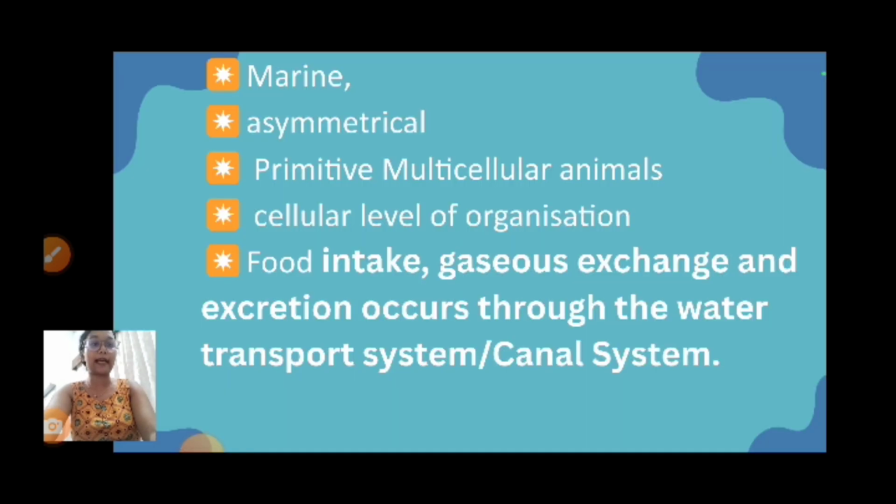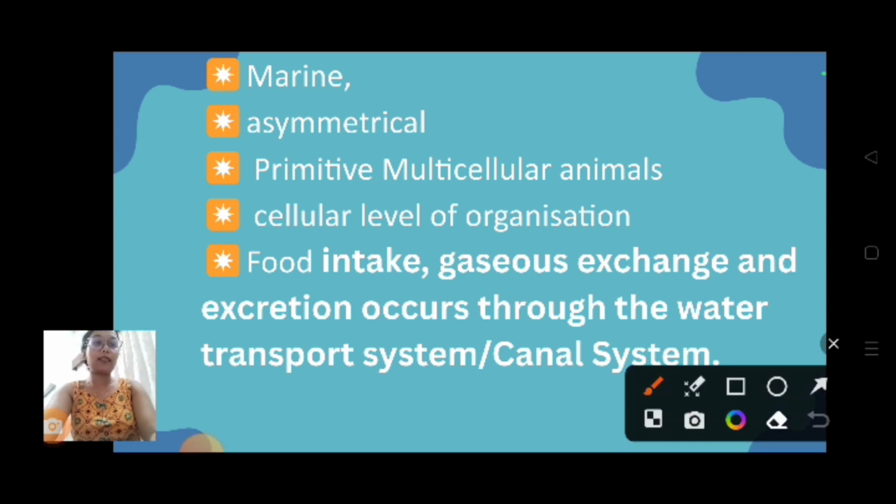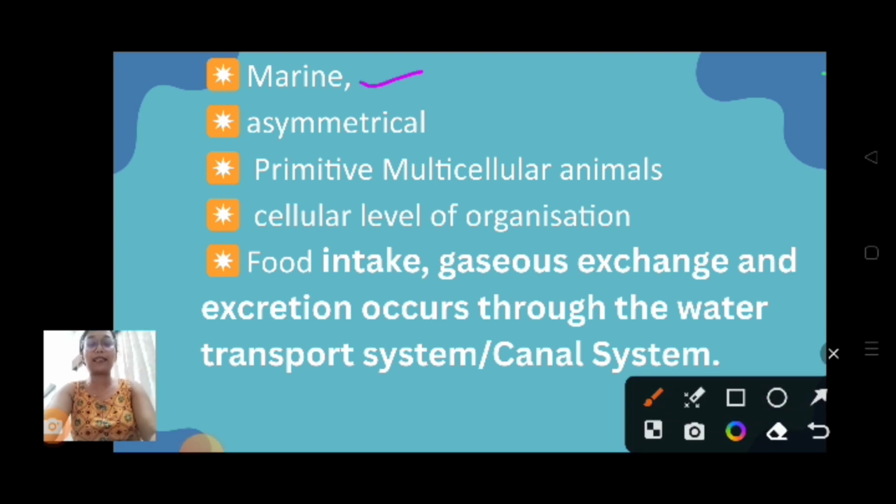Let's see the characteristic features of Porifera. Generally these Porifera are marine in origin, so you can see them in marine habitat. They are asymmetrical. In the first introductory video we talked about what symmetry and asymmetry are. They are known as the primitive multicellular animals. They have a cellular level of organization, meaning cells are not clubbed together to form tissues. So they are confined to the cellular level of organization only.